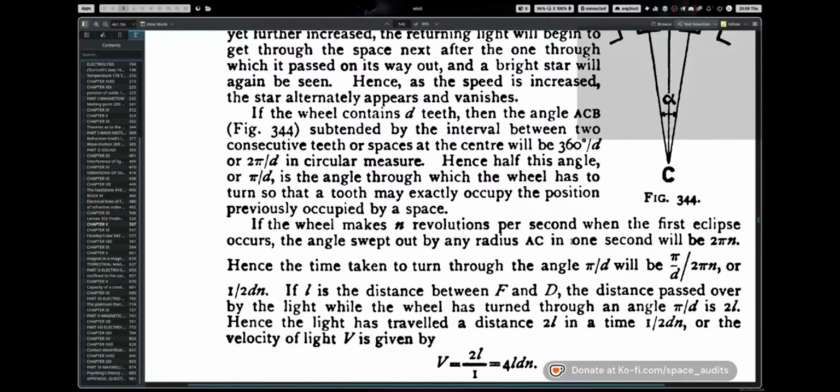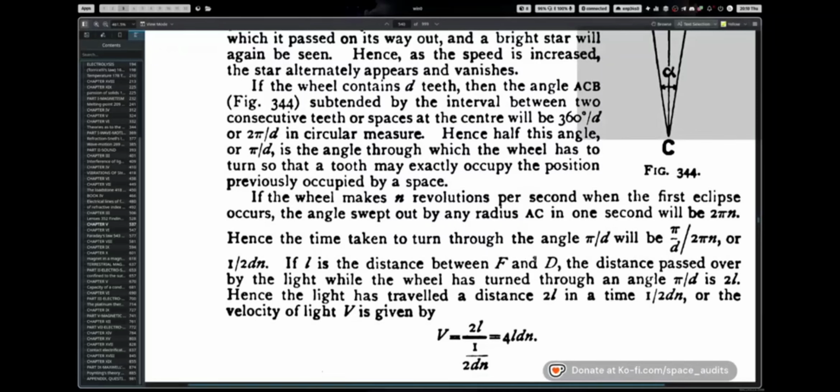then the angle swept out by the radius from A to C in 1 second will be 2 pi n. Hence, the time taken to turn through the angle pi over D will be pi over D over 2 pi n, or 1 over 2Dn.